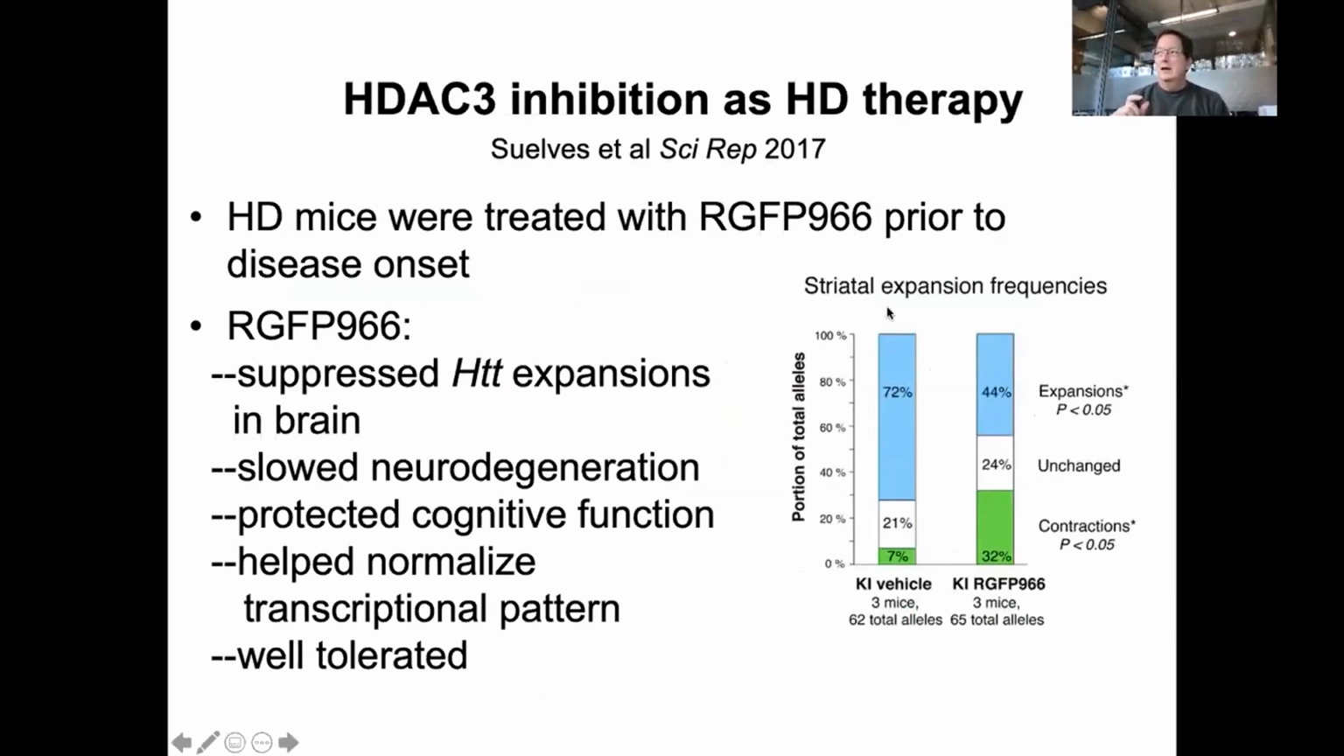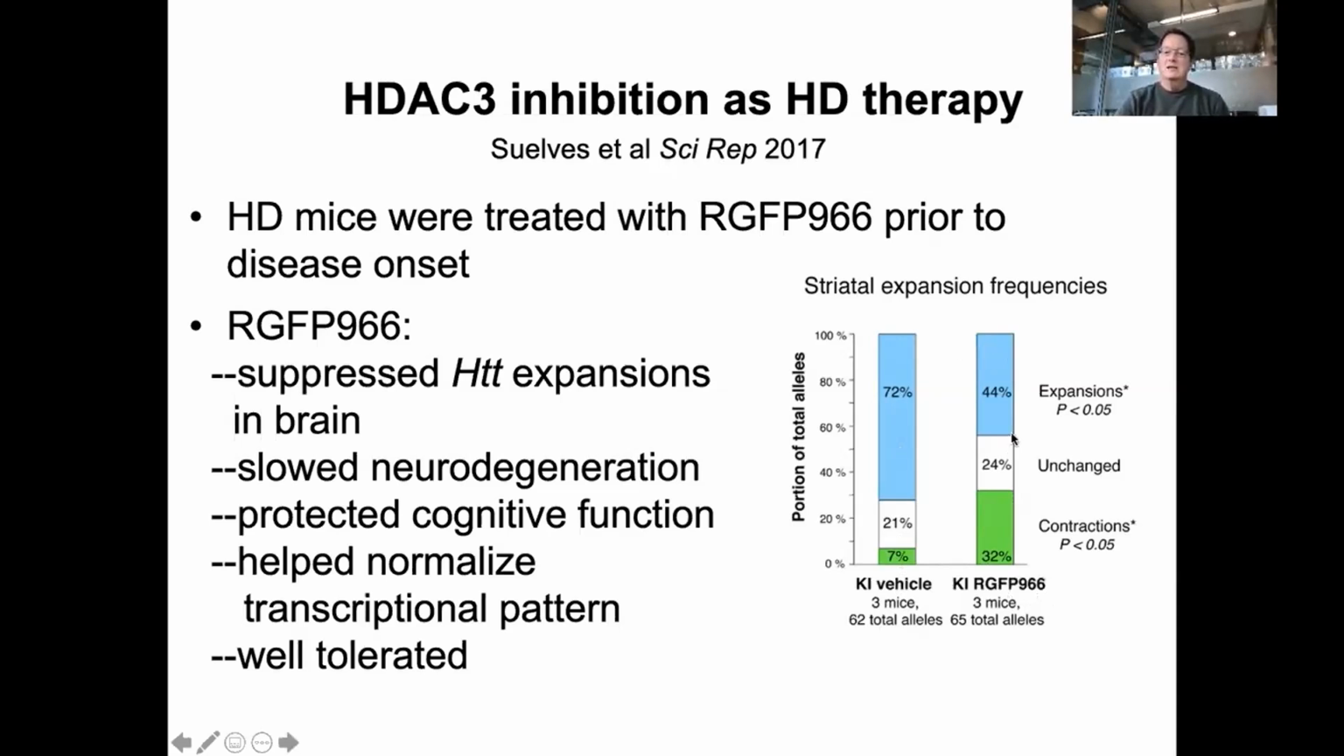So again, the somatic expansions above and beyond what the mouse inherited in terms of CAG repeats. On the left is the control with no 966. And you can see in blue that 72% of all the DNA molecules we looked at had expansions, 21% were unchanged, and 7% were slightly shorter. And this is very similar to what other people have seen: lots of ongoing somatic expansions in the striatum of these HD mice. On the right is what's new here.